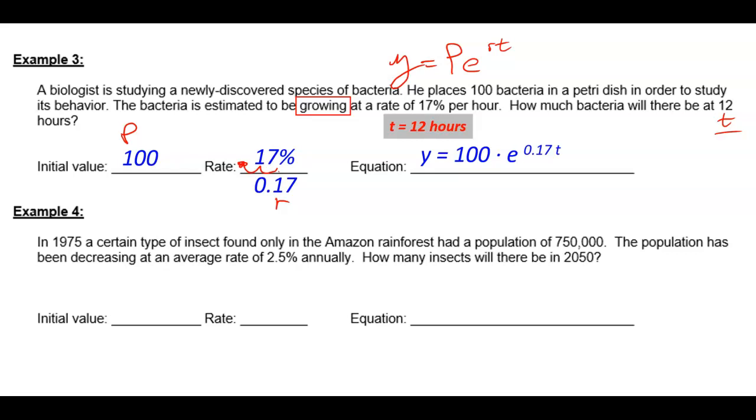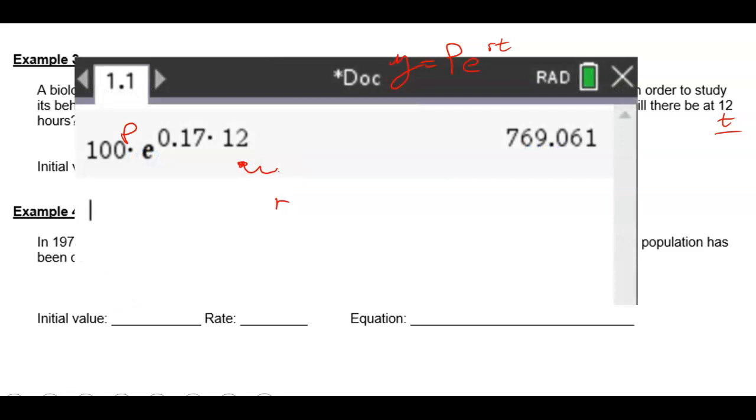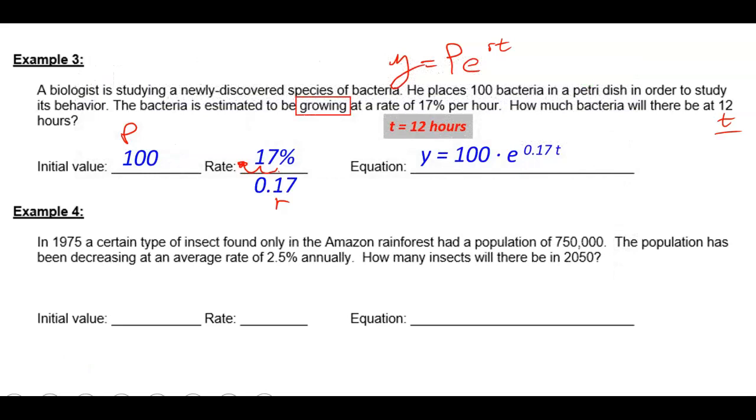So when you plug it in, it's going to look just like this: 100 times e to the power of 0.17 times 12, and you end up getting 769.061. The 1, we can round that 6 down to just 6, okay?